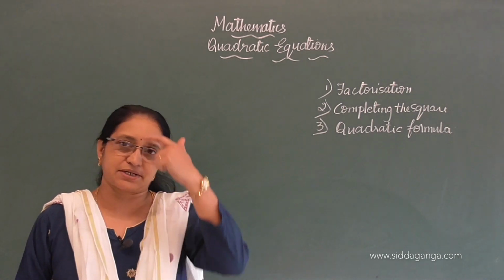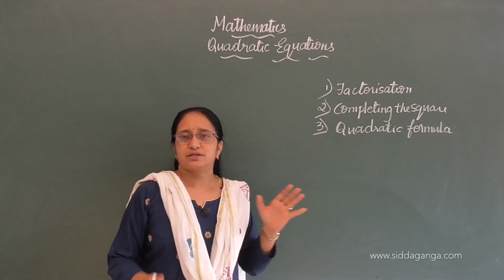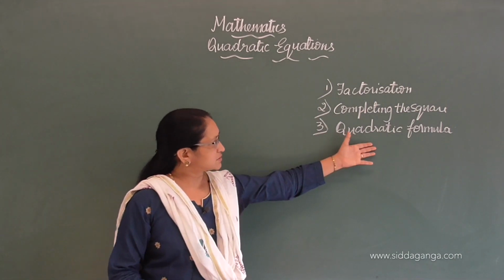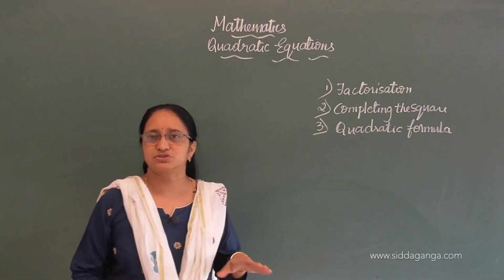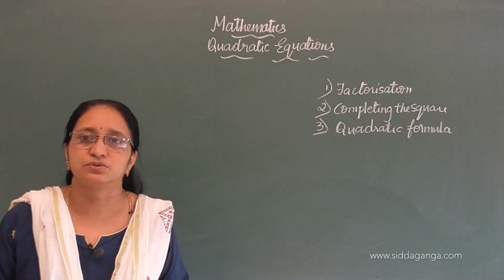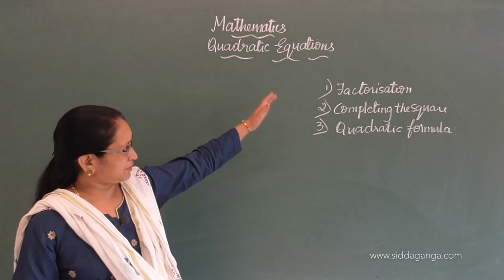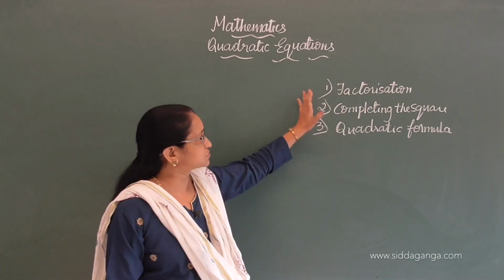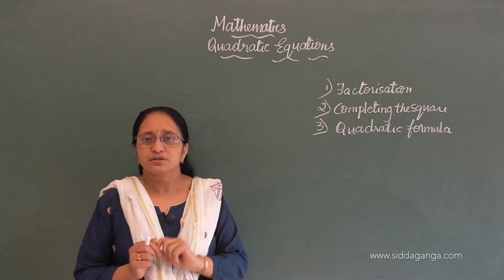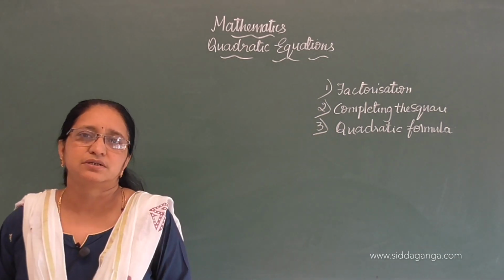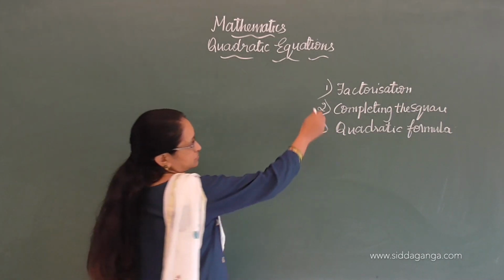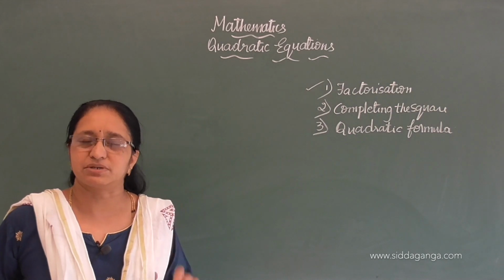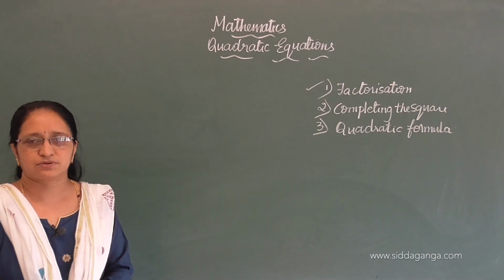So in the previous class I had discussed about this. A great ancient Indian mathematician, by his name, this is known as quadratic formula. It is also called as Sridharacharya rule. Understood? So these are the three methods which we are going to use to solve the quadratic equation. Today I am going to teach you how to find out the solution by using factorization.